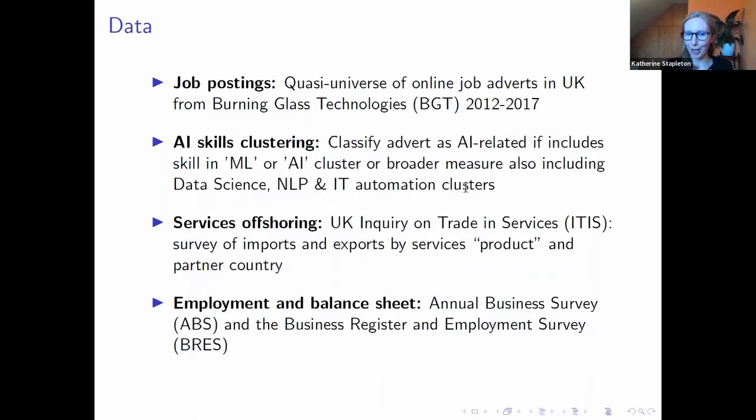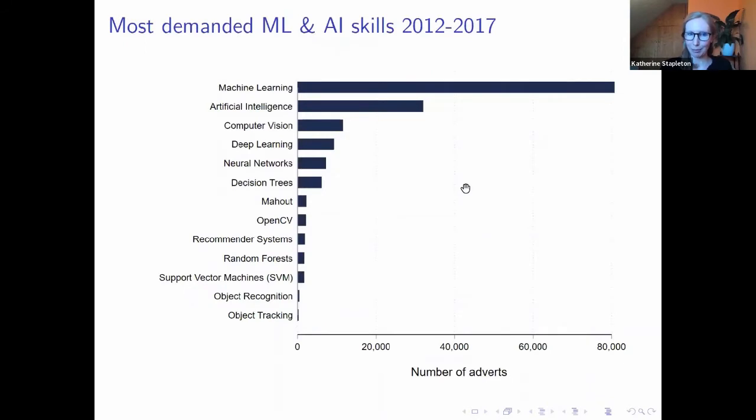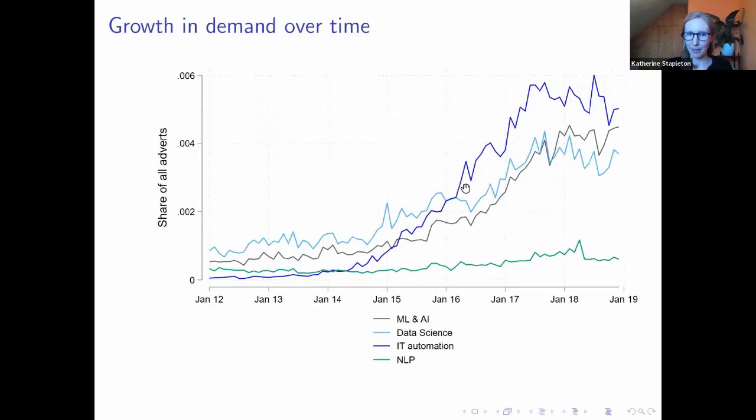Then I also use additional data, unemployment and balance sheet variables from other UK data sets, the annual business survey and the business register and employment survey. So to take a look at what this comes out with, the most commonly used skills related to the words machine learning and artificial intelligence, unsurprisingly, are things like computer vision, deep learning, neural networks, decision trees.